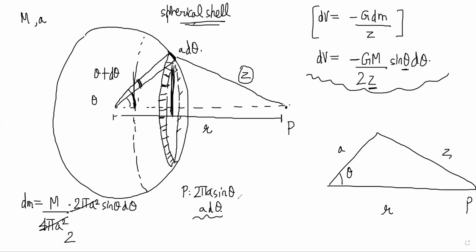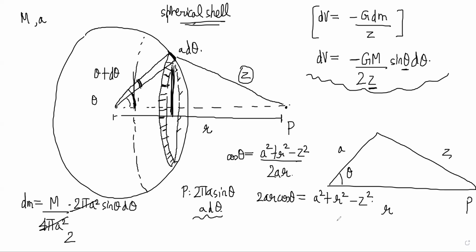This is the situation. So obviously by cosine rule, you can say cos theta is equal to a square plus r square minus z square by 2ar. So you have 2ar cos theta is equal to a square plus r square minus z square. And you are changing the positions of the rings, not the position of the point and not the radius of the circle. So if the point is fixed and the sphere is fixed, a and r are constant.